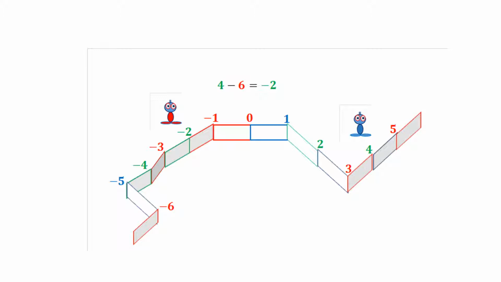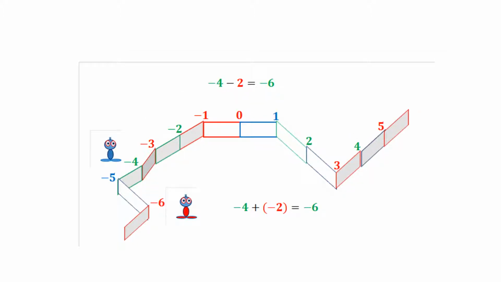So positive numbers, you go to the right, negative numbers, you go to your left. But we started at 4, and then we did -6. You don't start at 0 and go -6. You start at 4 and go 6 steps to the left, which brings you to -2.